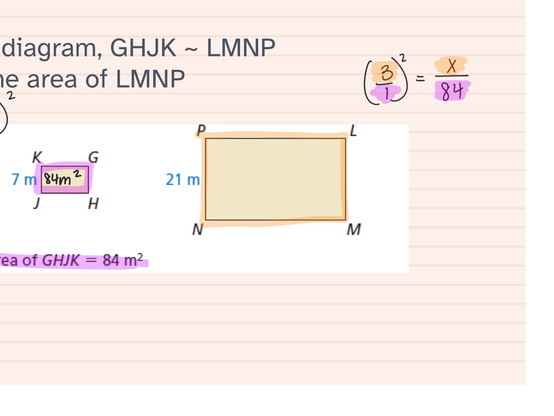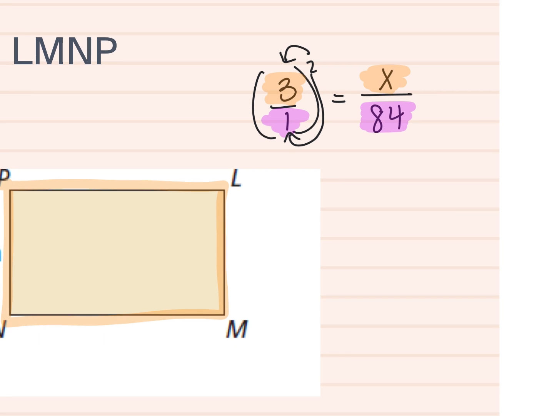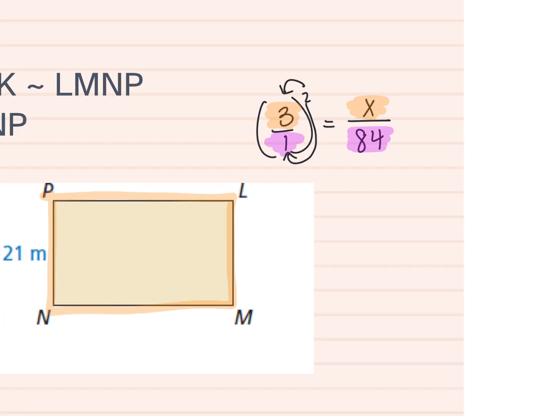So first, I'm going to go ahead and distribute that square. Keep in mind it's outside of my parentheses. So let's say if I had a number on the bottom, yes, I'm going to square the bottom number as well. So this one, I don't have to square the bottom number because it's just a 1. But 3 squared is going to give me 9 over 1. I'm going to get 9 over 1 equals x over 84. And same thing as I did before, cross multiply and divide. So I'm still following that same pattern.